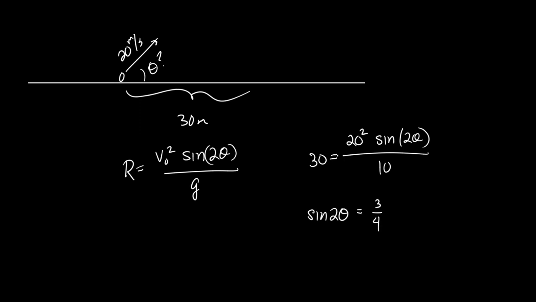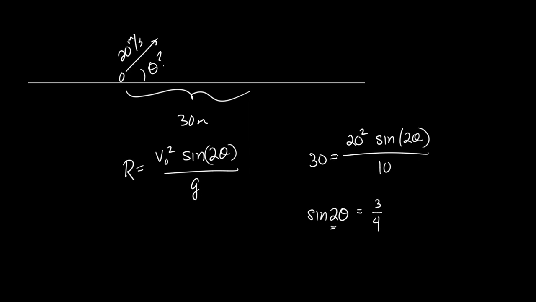Yeah? Would that be negative 10? Because if I did, I would make the 3/4 negative, and that would give me some weird answers. Okay. Now, be careful here. You have to take the inverse sine of 3/4, but then you have to divide it by 2, right? Because the sine of 2 theta equals 3/4.